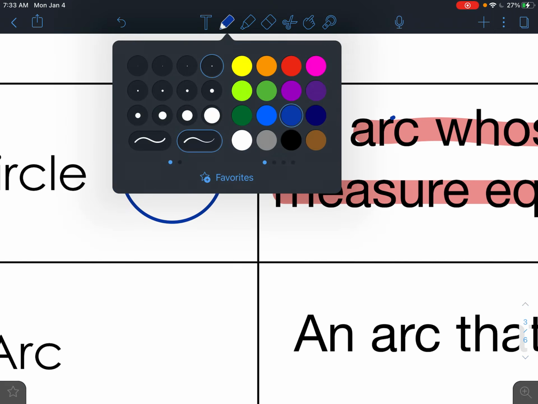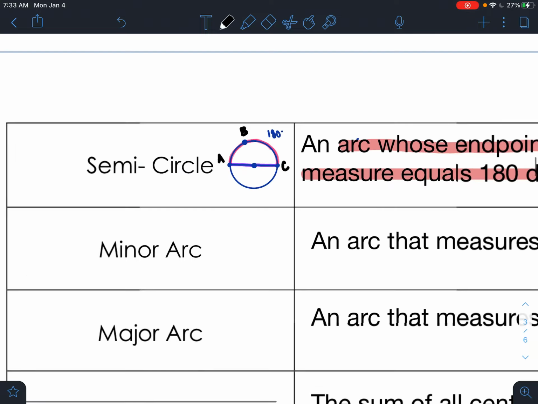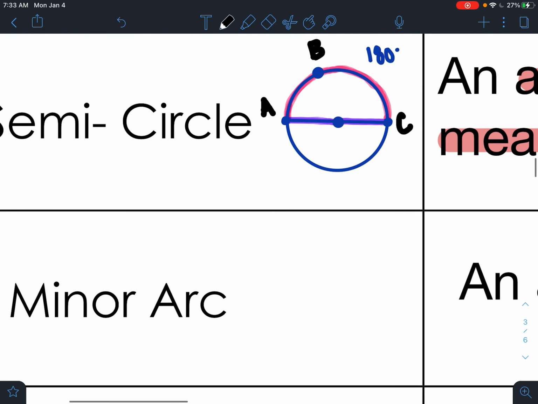And now let's go ahead and name those points. I'm going to name these A, B, and C. So if I wanted to name this arc, I would name this arc ABC. And to show that it's an arc, you put a little arc on top of it.